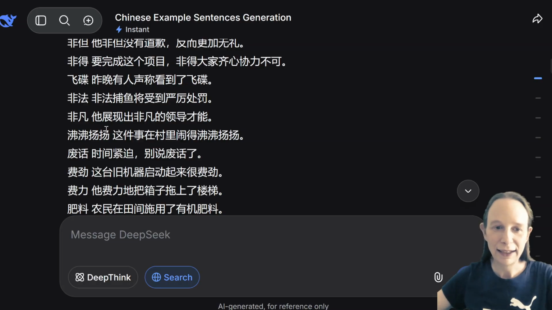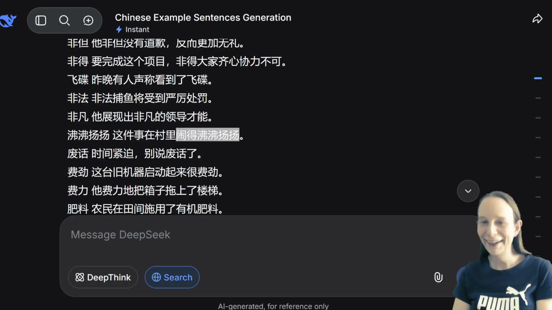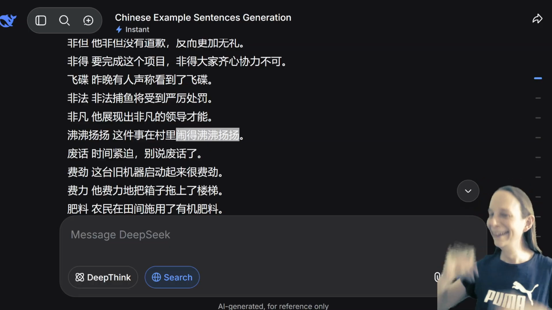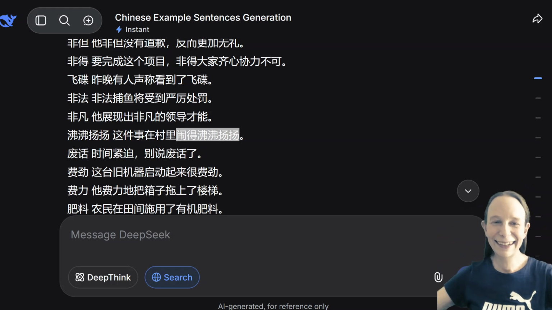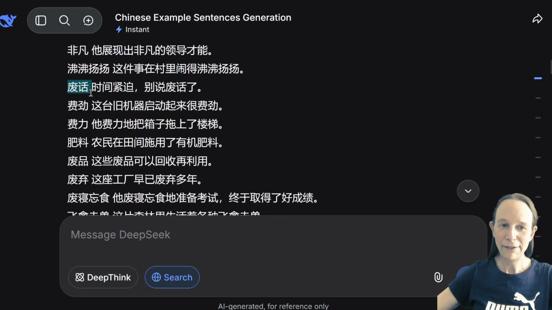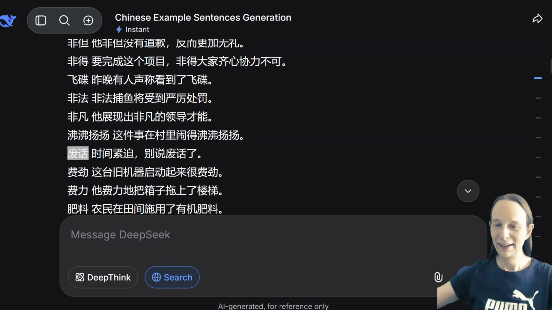Bubbling and gurgling. 这件事在村里闹得沸沸扬扬. So there's some unspecified matter in the town. It's causing a bit of a hubbub. It's hubbubbing. The town is hubbubbing. All right. 废话.